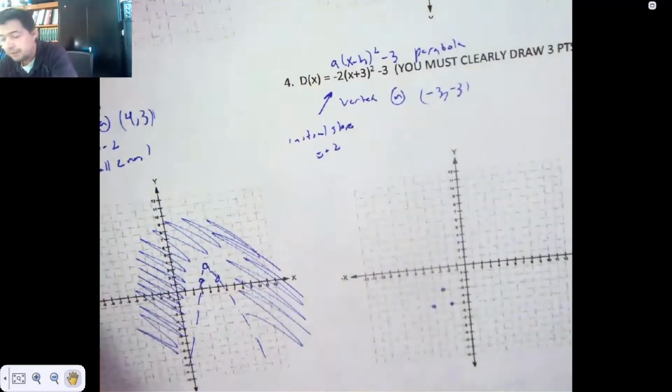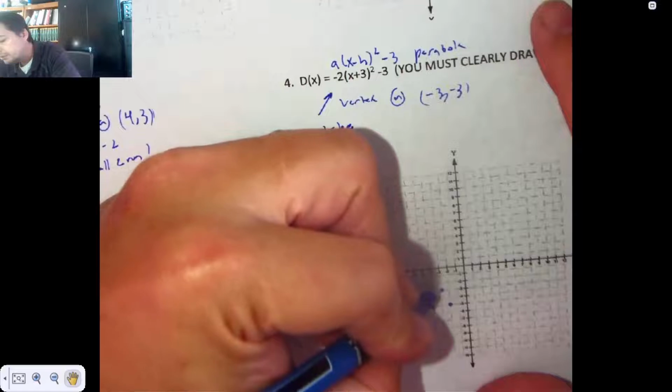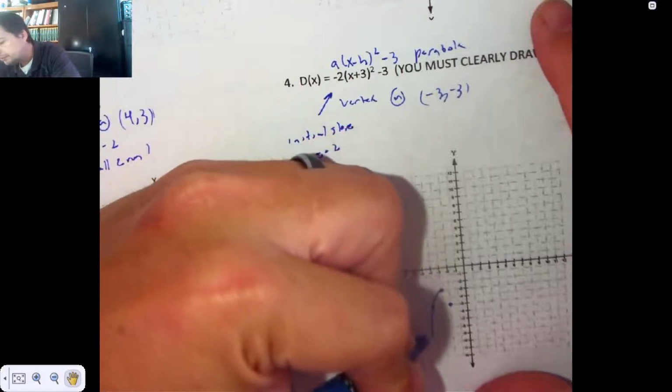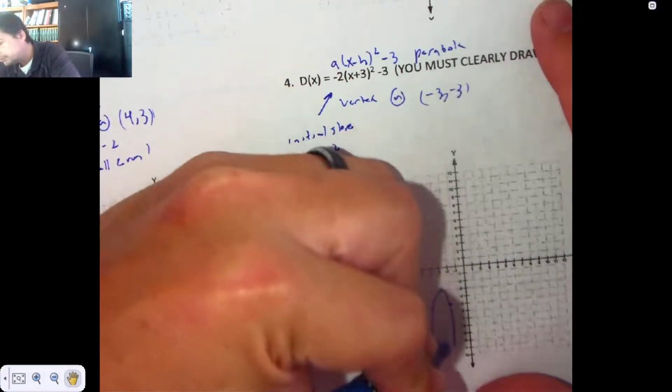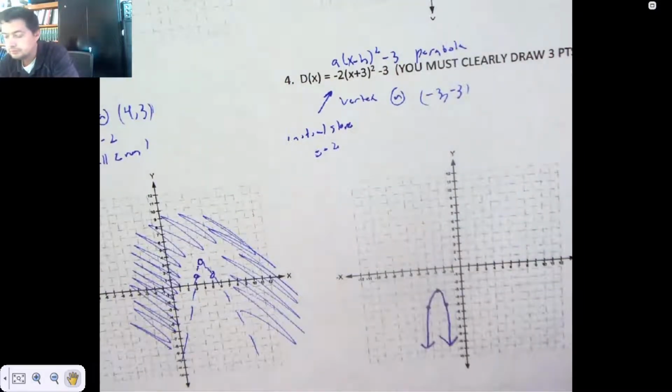Now this is a parabola. It doesn't need to look like a V. It's a parabola. It has curvature. All right. That's all there is to it.